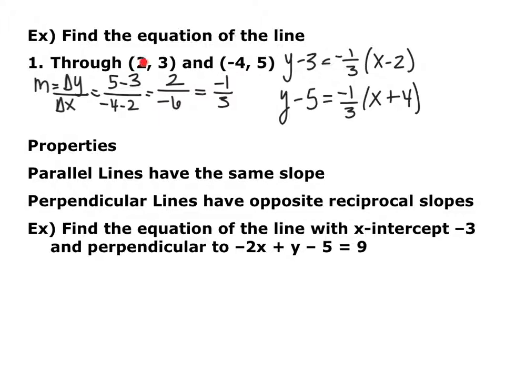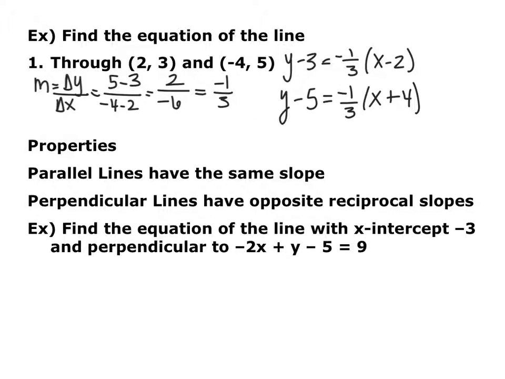So I'm given a point and a slope, so I'm going to use point slope form. I picked this first point, doesn't matter, I just picked it because it was first. So y minus the y coordinate is equal to the slope, x minus the x coordinate. This is equivalent to, if you would pick the second point, y minus 5 is equal to negative 1/3 (x plus 4). x minus a negative 4 simplifies to x plus 4. Either of these are completely correct. Doesn't matter which one you leave your answer in.